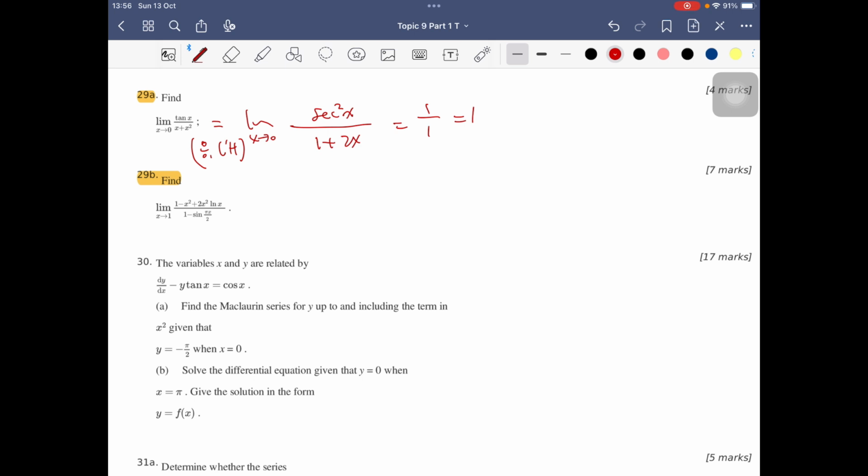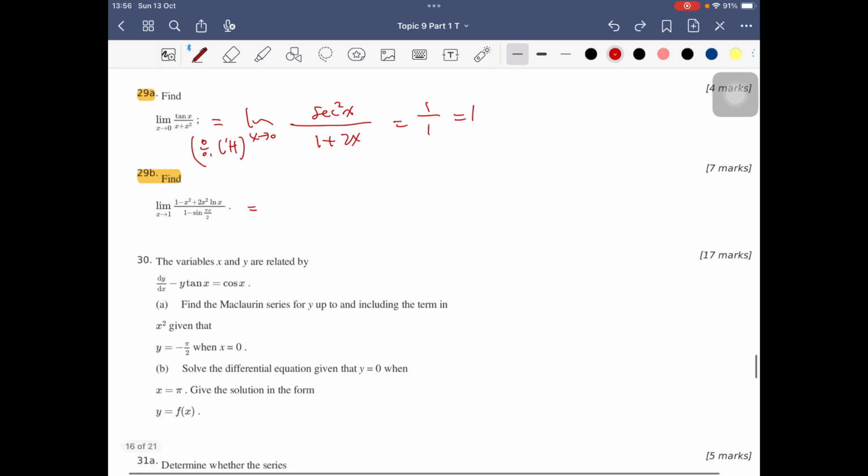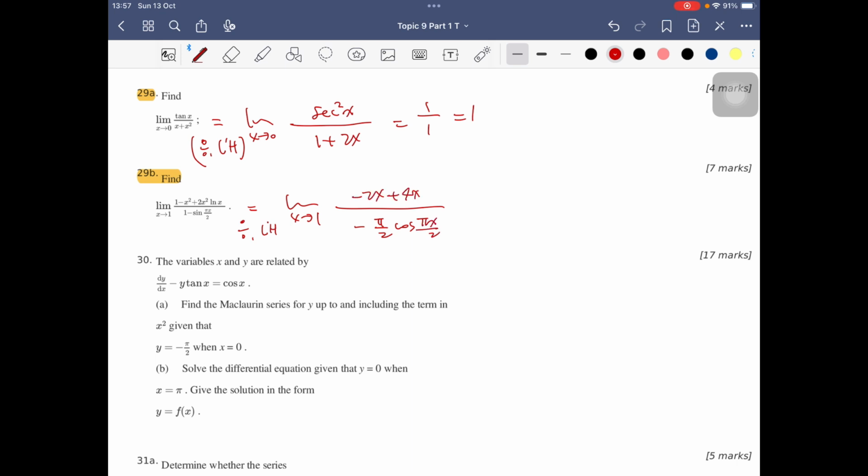And this one, x goes to 1. This is also 0 over 0. So we will use L'Hopital. X goes to 1, and 1 is not there anymore. Negative pi over 2 cos pi x over 2, over negative 2x plus 4x ln x plus 2x squared times 1 over x, like this. So when it is 1, still 0 over 0.